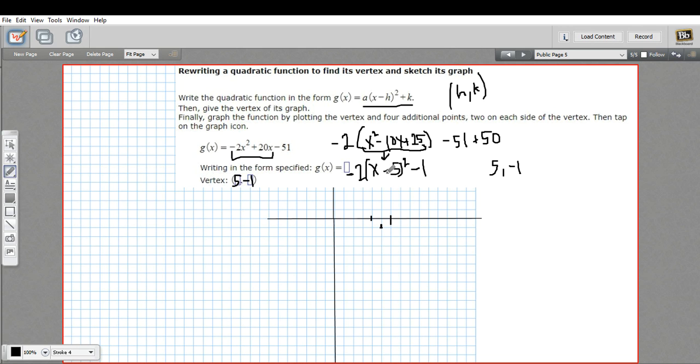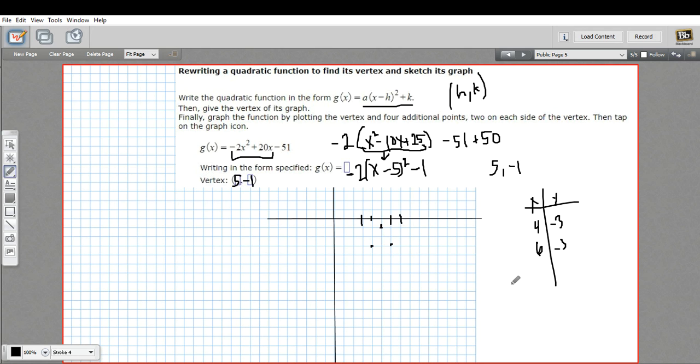And these we can just plug right in. If I put a 4 or a 6 in here, I'm going to get 1 or negative 1. When I square it, I'm going to get 1. Actually, let's make a little chart here so we don't get confused. So I'm putting in a 4 and a 6. So I get 1 squared times negative 2 is negative 2. Negative 2 minus 1 is negative 3. So for both of these, I get values of negative 3. So there and there.